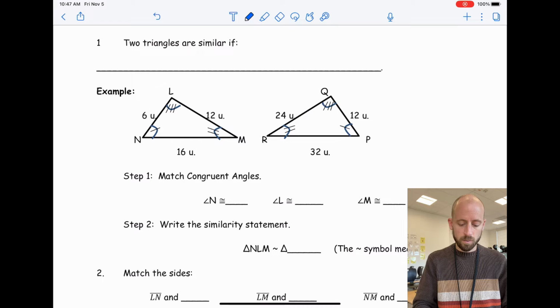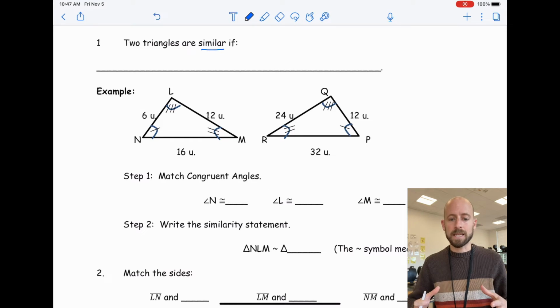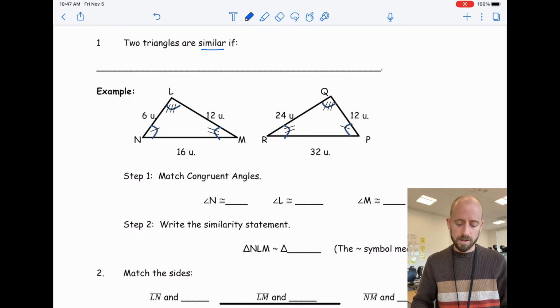All right, so that word similar has a mathematical meaning here, okay? Two triangles are similar. We don't just say, hey, because they're both triangles, they're both kind of similar. What we want to dive into is what characteristics those triangles would have. So we can investigate the angles and we can investigate the sides and the relationships between the two.